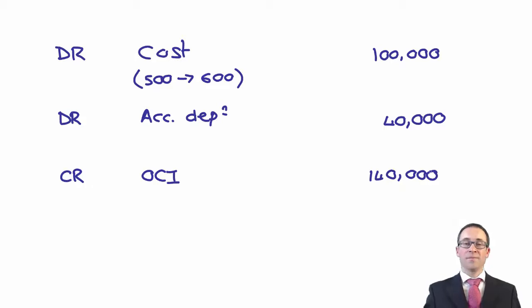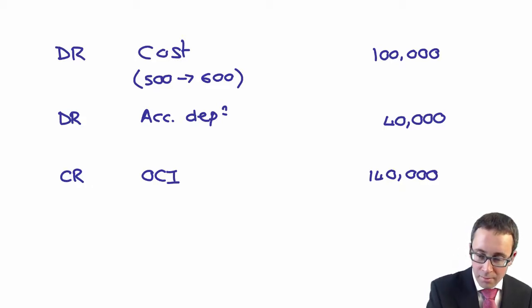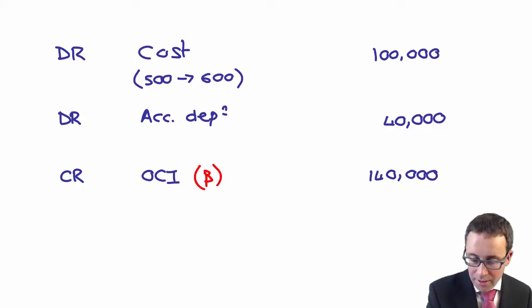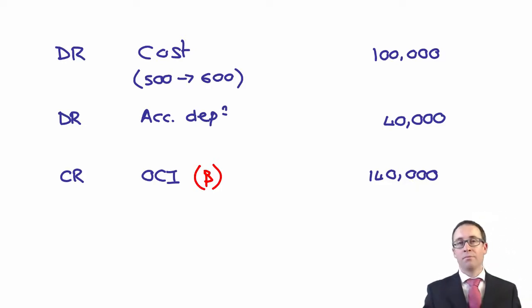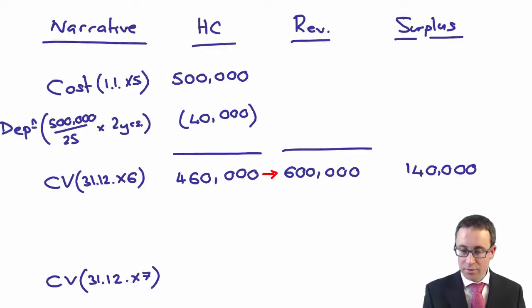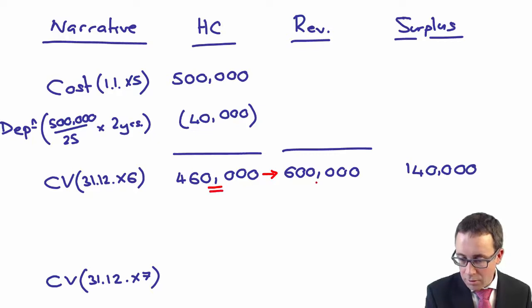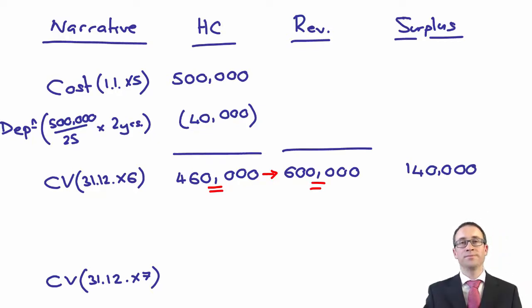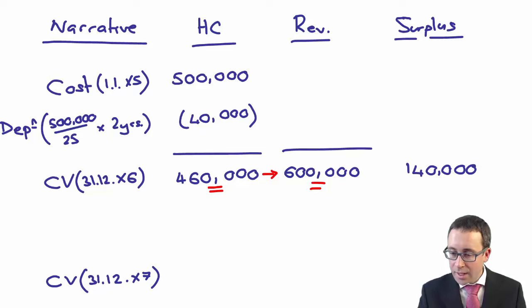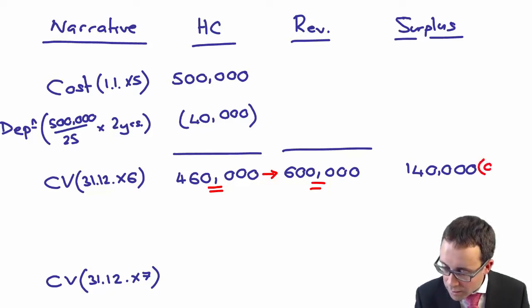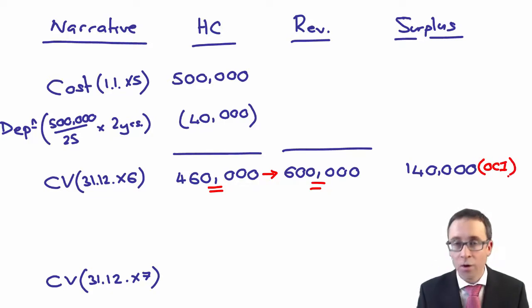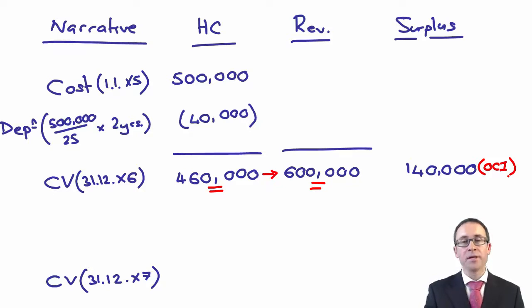And the credit to OCI, essentially in this instance, by the way I've done it, is a balancing figure. But what you can see that we have done is that we've just taken it from its carrying value of 460 up to its revalued amount of, is it 600? Okay, there we go. So that surplus of 140 sits there this year within OCI, other comprehensive income. Happy with that? Hopefully so, because I think you did similar stuff within the certificate level.